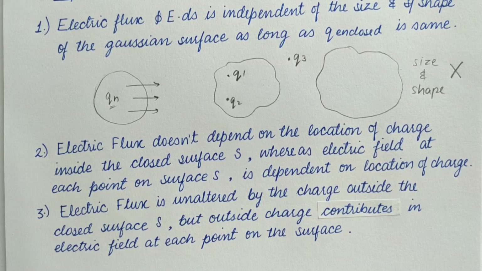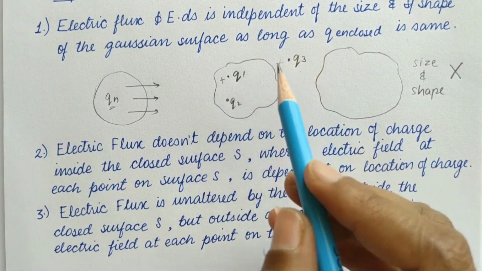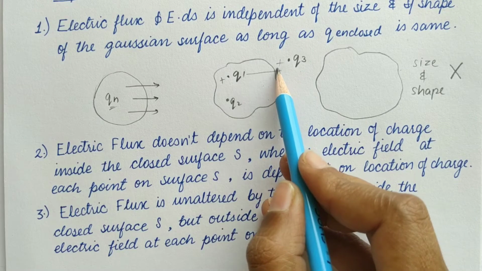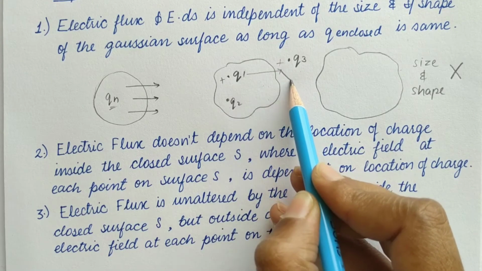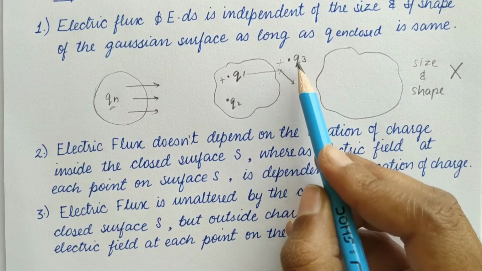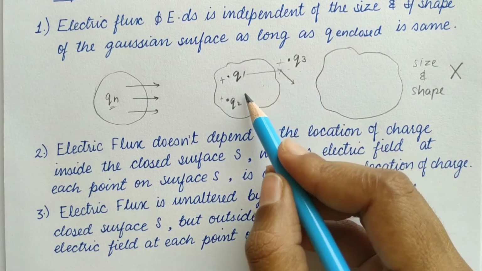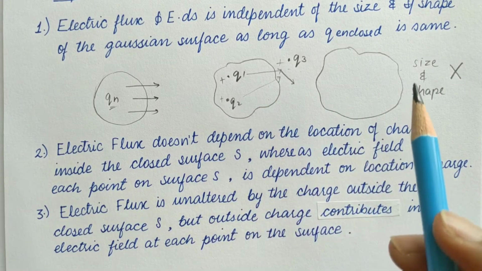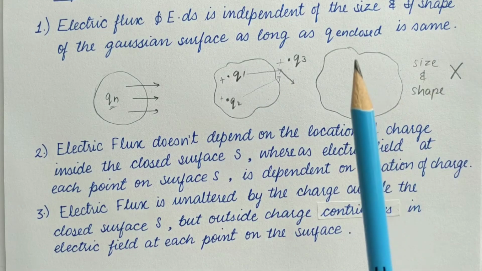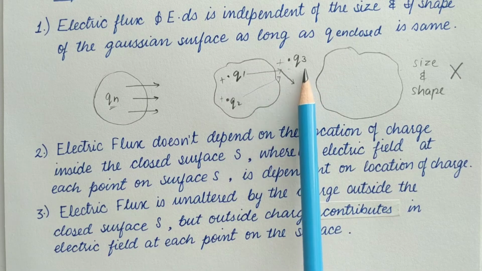How? We know that electric field flows from positive to negative. So suppose this charge is positive and this charge is also positive, and if the electric field lines go like this, then they will repel, they will get deflected from this point positive charge. And suppose if it is positive and this is negative, then it will attract it. It means in case of electric field, charge matters whether they are placed inside or outside, they will affect the electric field.